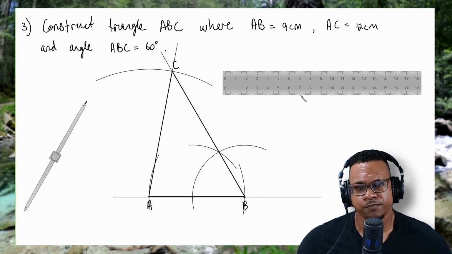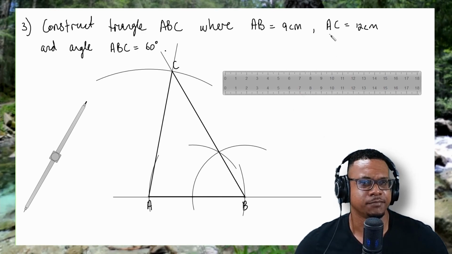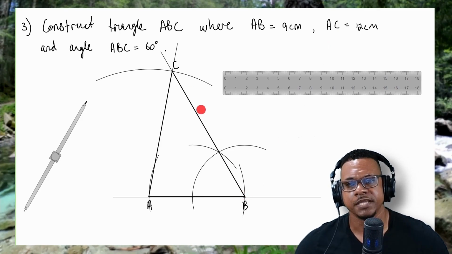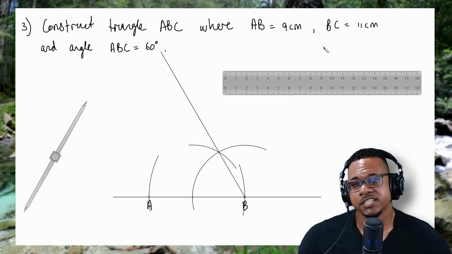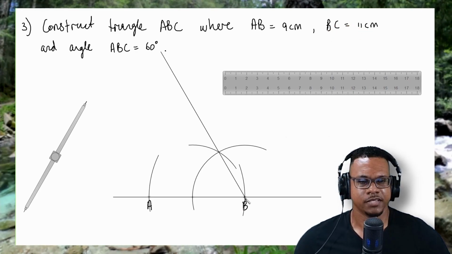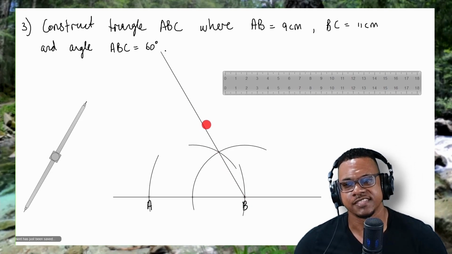Now before I go, I'd just like to discuss another scenario. Instead of being given the line segment AC, what if we were given the line segment BC instead? So here I changed the AC from 12 centimeters to BC being equal to 11 centimeters. Now point B is down here. That means point C will be somewhere along this line.